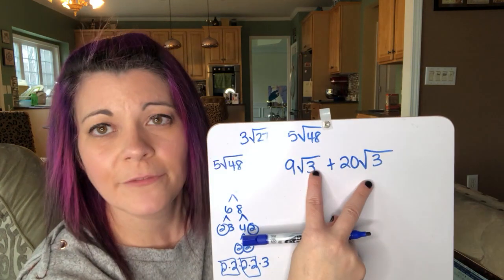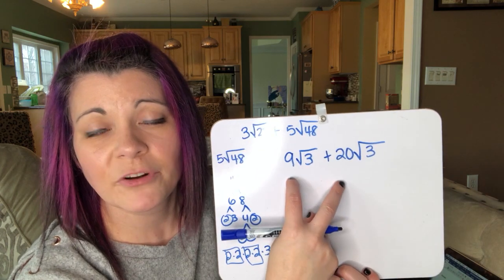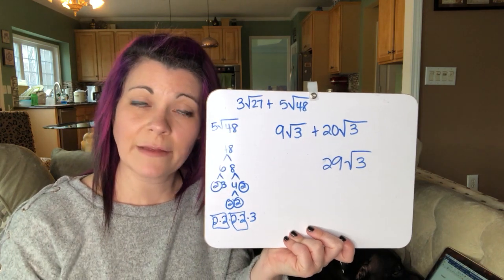So now I have simplified the radicals and I have the same radical. So now I can combine the numbers outside the radicals. 9 plus 20 is 29, and then square root of 3. Great, that is how you add and subtract square roots. It's the same with subtraction. You have to find the same radical.